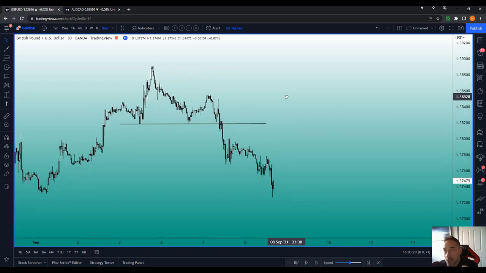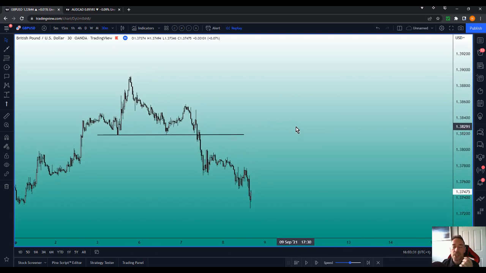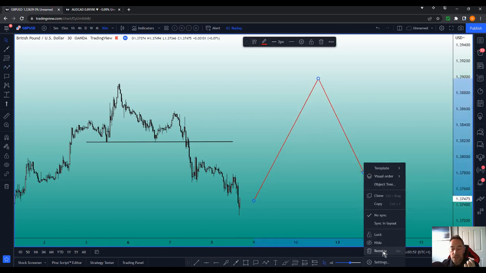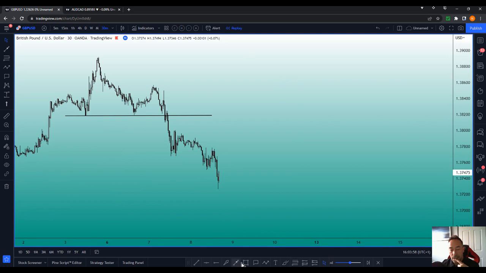It wasn't going to be the subject of this video, but you will also hear of an inverse head and shoulder pattern. Basically, that is just the opposite of a head and shoulder pattern. So the head and shoulder pattern is basically signaling an uptrend turning into a downtrend. An inverse head and shoulder pattern is basically signaling a downtrend into an uptrend.